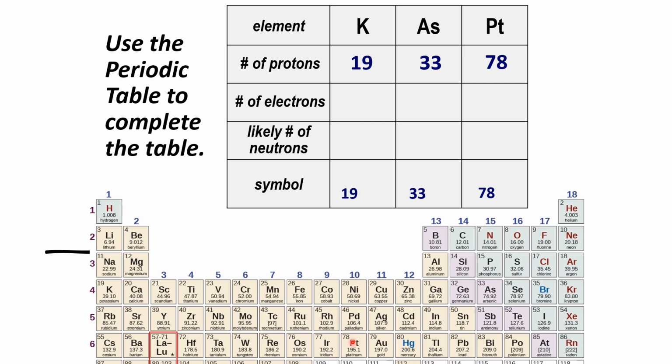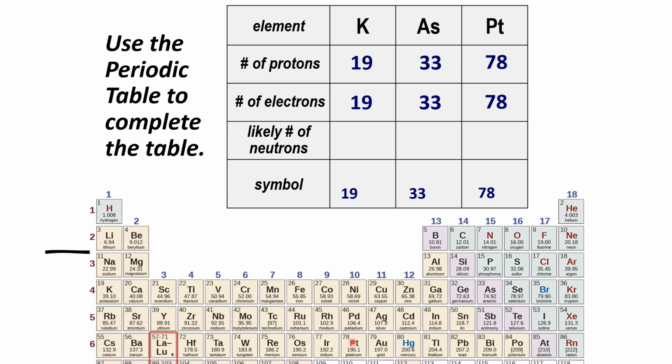And of course, as we recall, the proton number in an element is the same as the electron number in the element, since all the elements are in neutral form on the periodic table. Therefore, all we have to do to fill up the number of electron boxes is copy down the same numbers as the proton numbers.